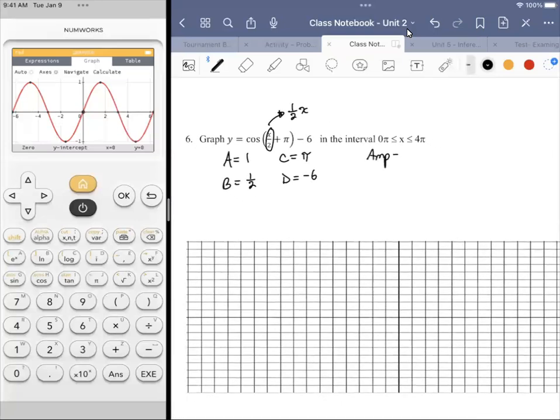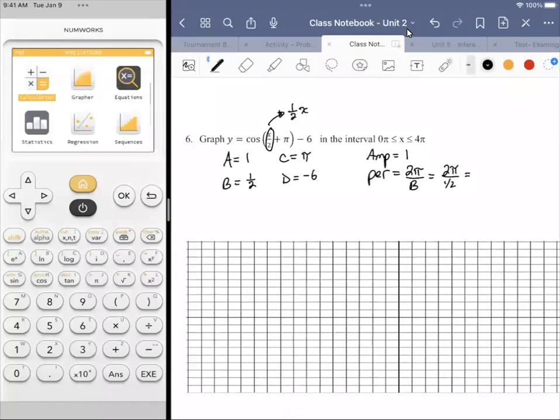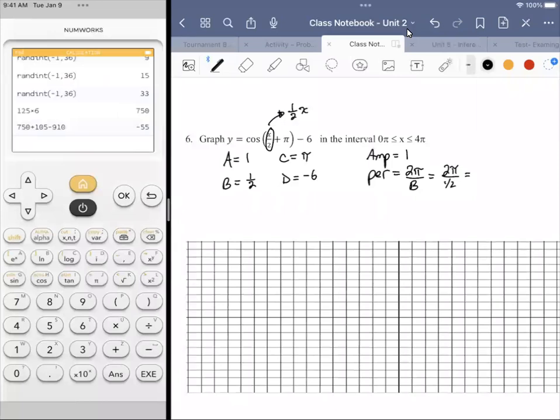So my amplitude is still 1, like an ordinary cosine function. The period, 2 pi divided by b. So 2 pi divided by 1/2. All right. Very common mistake that people make. If you take 2, forget about the pi for a second, and divide it by 1/2, you're going to get 4. Right? That's a keep change flip kind of situation. So this is going to be 4 pi.